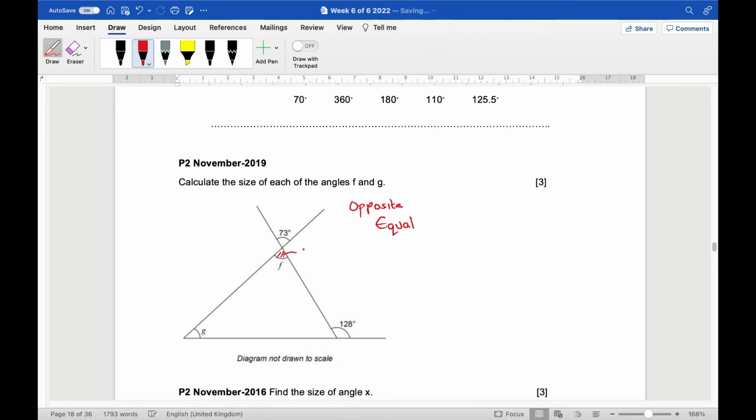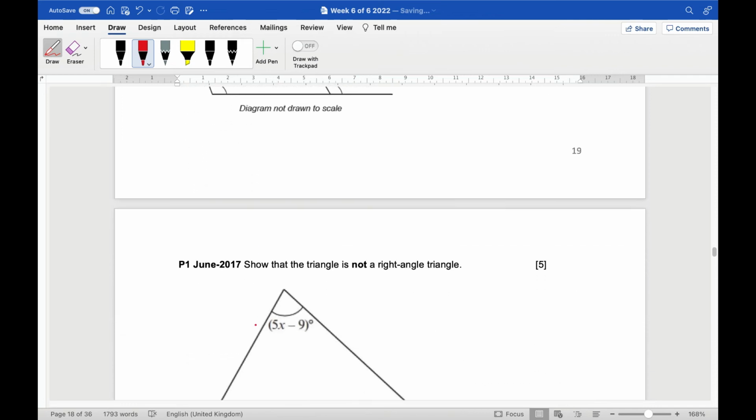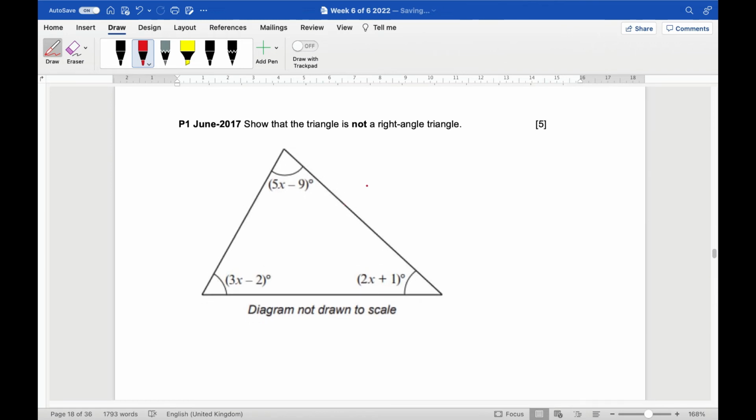So angle F is 73, okay? This angle is 180 take away that, because these two add up to 180, so this angle here is 52. We know that that's 73, we know that that's 52, and we know that the three angles inside this triangle add up to 180, so we can use that to work out G. Okay, quadrilateral, fine. It's using angles, so that's why I've included it, but again, not overly likely, but hey ho.